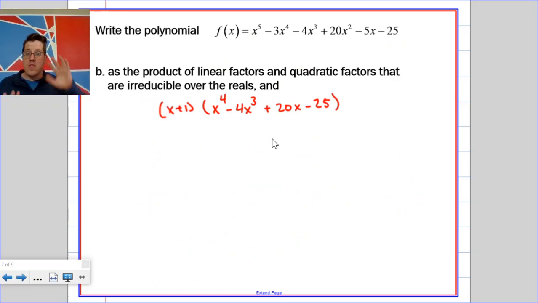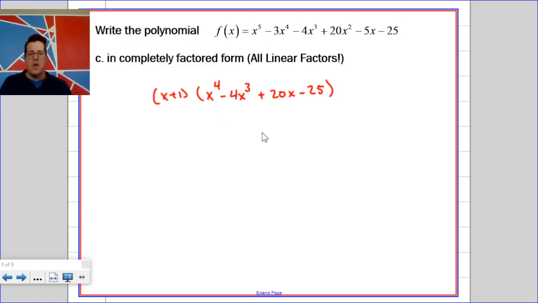Okay, so then the next thing we would want to do is it says linear or quadratic factors that are irreducible over the reals. So, is there a way to use irrational numbers, which are still real numbers, to factor this? Then, the last step, in completely factored form, is there a way to factor using complex numbers?